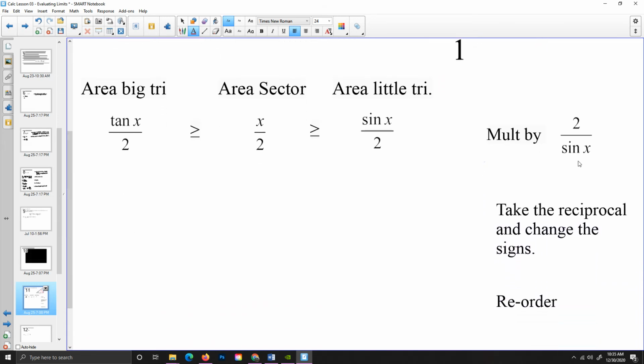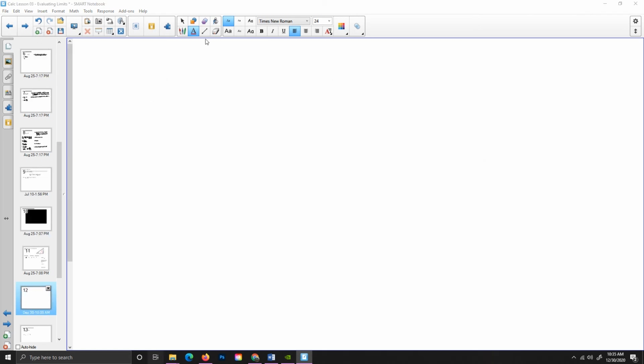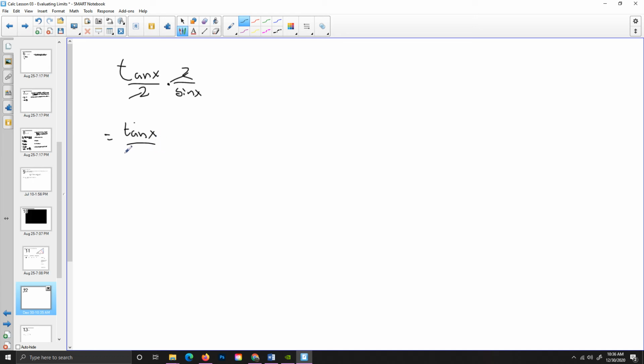So the first thing that we're going to do is multiply everything by 2 over sine x. And so when I multiply by 2 over sine x, let's do this tangent one first because that one's a little bit harder to see. So let's go over to here, and we have the tangent of x over 2 times 2 over the sine of x. And so my 2's cancel, and that'll give me the tangent of x over the sine of x. And remember that tangent is sine x over cosine x, all over the sine of x. And so my sines are going to cancel and leave me with the cosine of x.